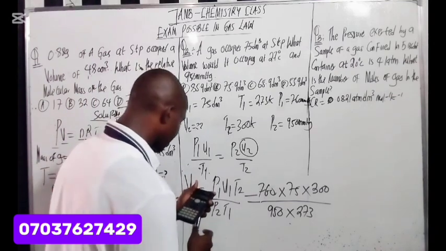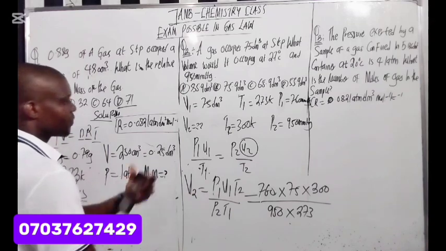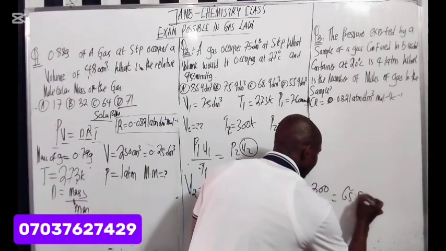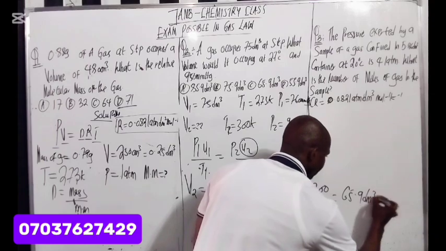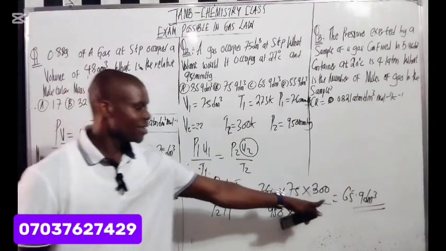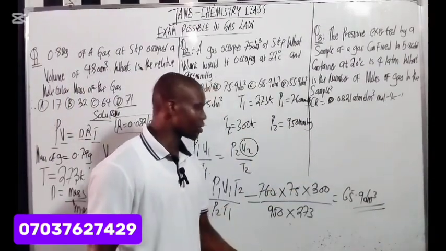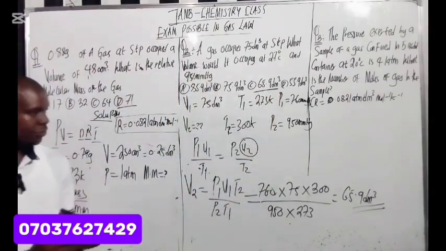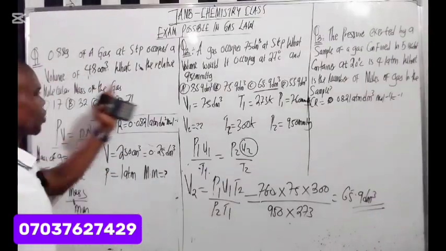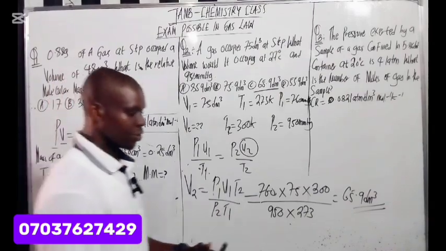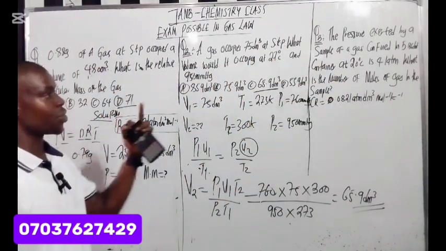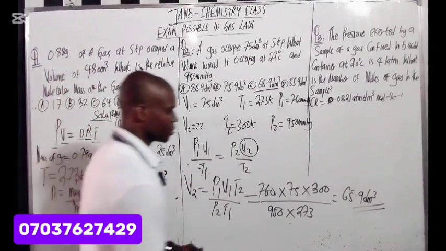So we have 65.9. That is the answer: 65.9 dm cube. Do you see that? What's the answer? This is the correct option. Just now we have solved question 1, question 2, and now question 3. So let's move to the next question.